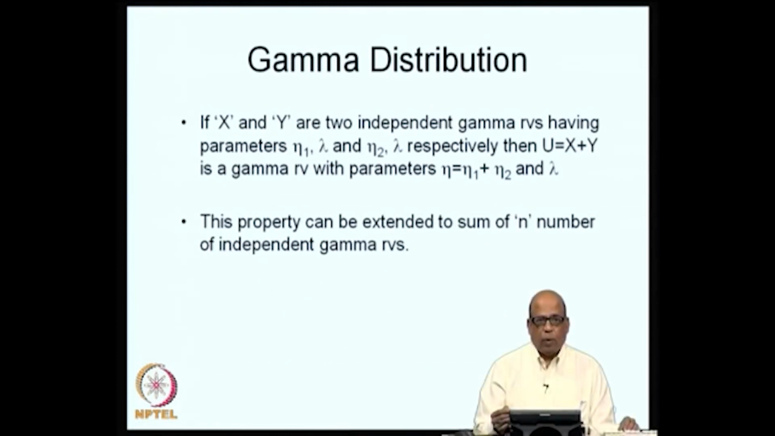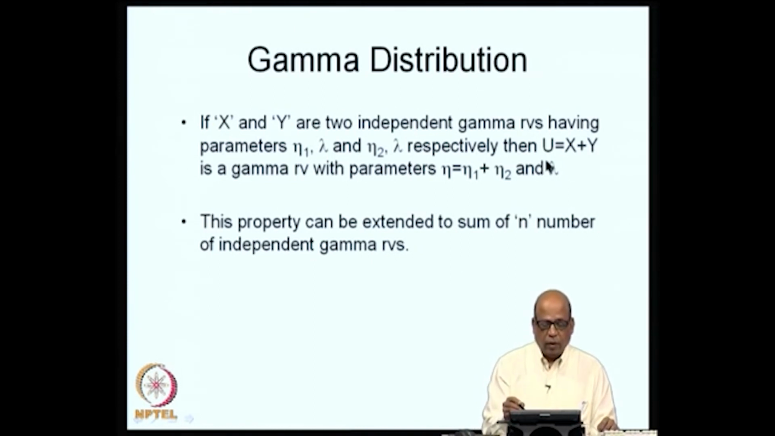Now, there is another interesting property of the gamma distribution which makes it very elegant and popular to be used in several hydrologic applications. If x and y are two gamma random variables, that means the two random variables follow the gamma distribution. They have parameters eta 1 and lambda, and eta 2 and lambda respectively. That means x 1 has a gamma distribution with parameters eta 1 and lambda, x 2 has the gamma distribution with eta 2 and lambda, which means the scale parameter lambda is the same for both distributions. However, the shape parameters are different.